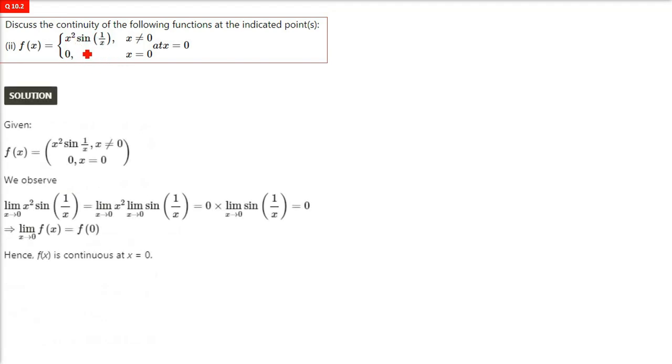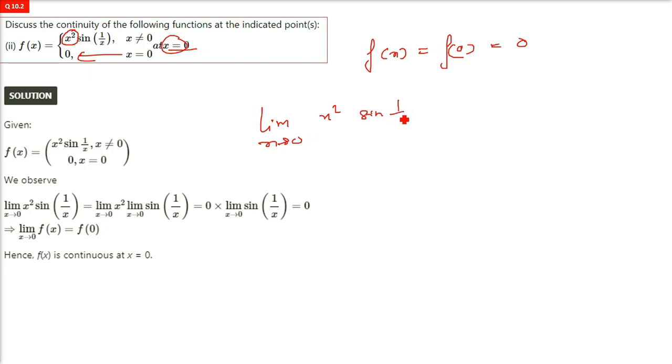Now the next one also, we are going to see the same stuff. Just see, this is x square in front and it is at x equals 0. So let us find out the value of the function at x equals 0. Since f(0) is already given as 0, we'll just find out the limit as x tends to 0 of x square sine 1 by x.